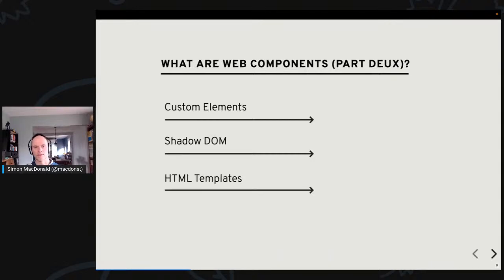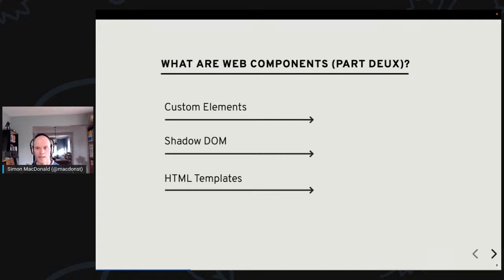And then finally, the third specification is HTML templates. The template and slot elements allow you to write markup templates that are not displayed in the rendered page, and then they can be used to render your custom elements as many times as possible. So they're going to be reused many times across the page, and that's going to reduce the amount of boilerplate HTML that has to end up in your page.